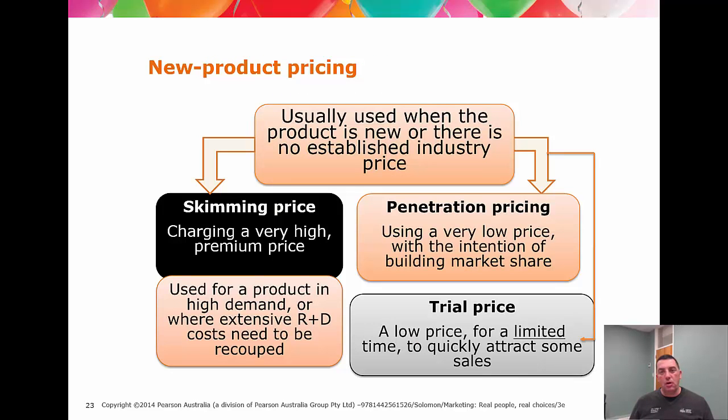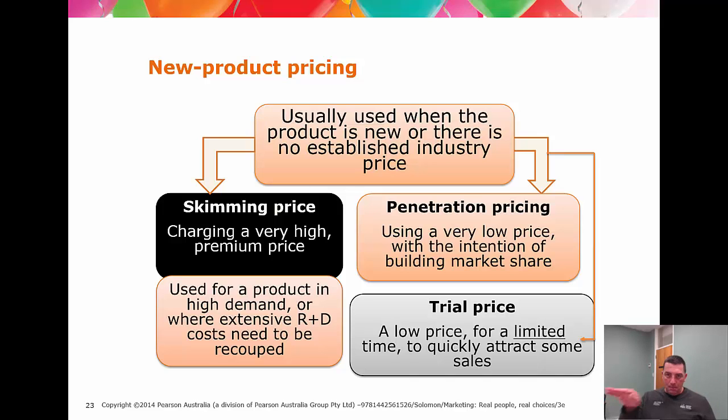For other products, you might have new products, for example, in the marketplace. So we have skimming and penetration and trial price. Each of these are strategies only for new products. I often get people in the major assignment or the marketing plan who talk about new product pricing even though it's an existing product. So don't fall into that trap. So we have the three different strategies here explained.